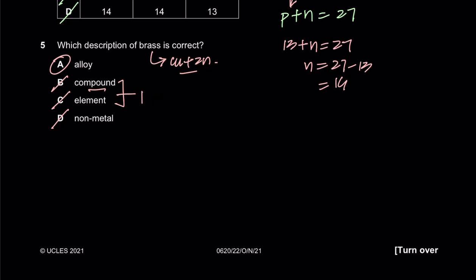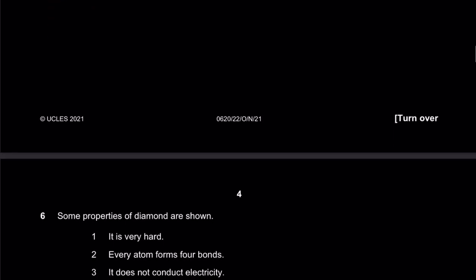And compounds and elements are basically pure substances. Remember, an alloy is a mixture, so it's not a pure substance. Mixtures are impure substances. So you need to know the concepts of pure substances and impure substances as well.